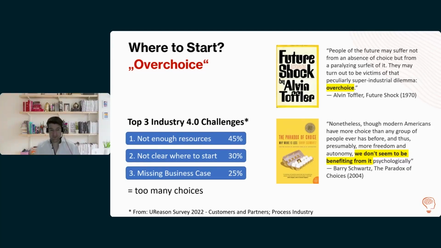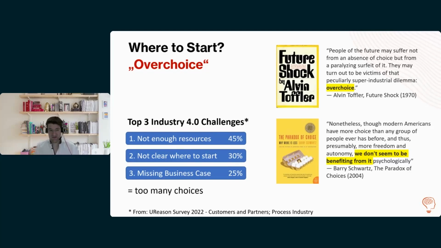We asked customers and partners in the process industry a number of questions, and one was, what are the top 3 Industry 4.0 challenges? Number 1, not enough resources. And number 2, not clear where to start. We then asked a little bit more in detail, and the conclusion was too many choices and not enough resources to evaluate properly all the different choices and make the right decision.